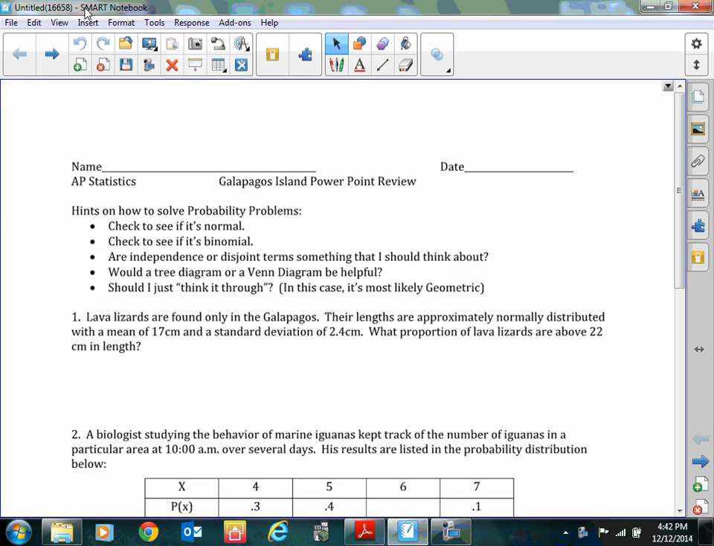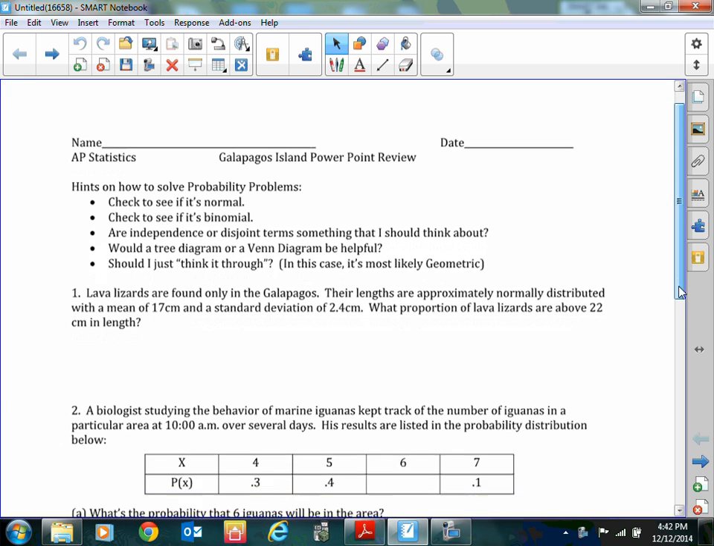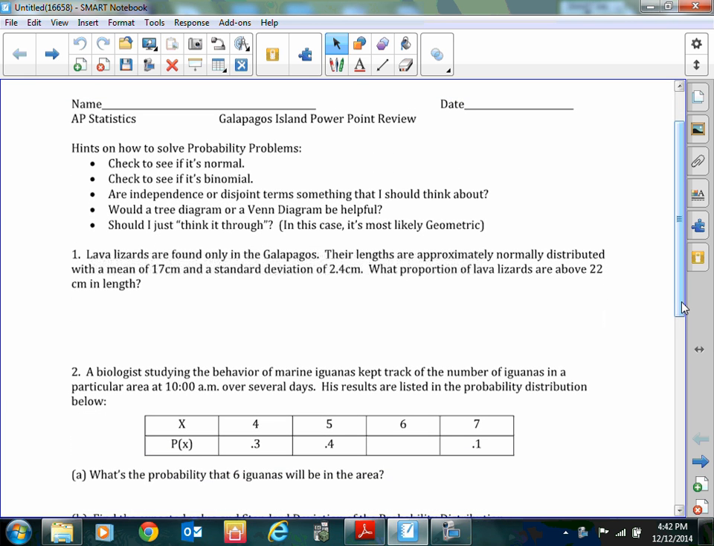Right, so what I want to do is give you guys some hints on this review, but not actually give you all the answers and such. So let's first talk about the fact that this is the first time you're going to see all the probability mixed together. So first check and see, is this something that is normal?